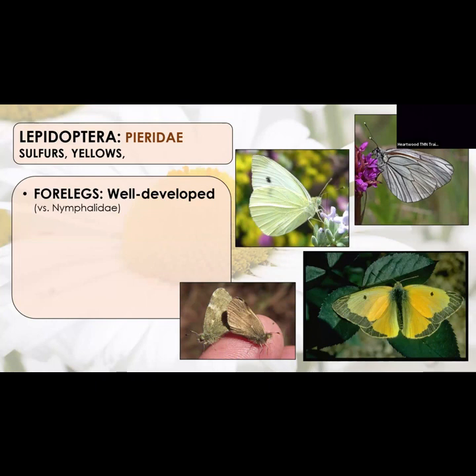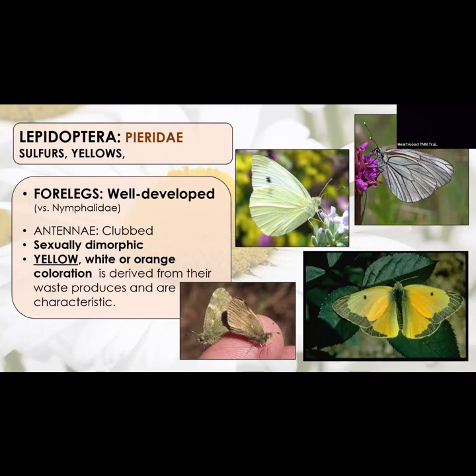So the 4 legs are well developed. These guys look like they're standing on 6 legs. So it's not a Nymphalidae, right? Does it look like it's standing on 6 legs? Not a Nymphalidae. Their antennae are also clubbed. They're sexually dimorphic, with yellow, white, or orange coloration.